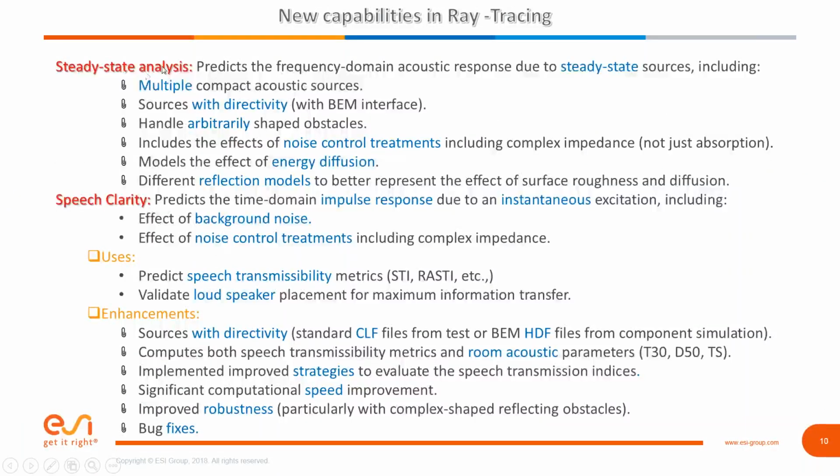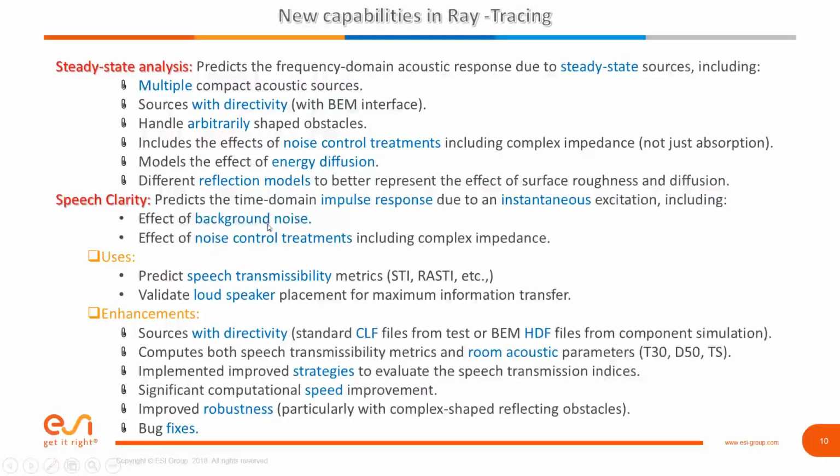So I can sum it up as follows. What do we have that's new? Well, the whole steady state analysis is new. We can do multiple sources. We can specify directivity from BEM with our own calculation or from test or other simulation. We can handle arbitrarily shaped obstacles and complex geometry. This one's key: we can do all of our detailed trim analysis, multi noise control treatments, different layers. We can also use complex impedance, not just an absorption coefficient. We can account for diffusion as a loss effect, and we have different reflection models for different roughness and diffusion. One's a little better in keeping with an SEA model. One is more deterministic if the geometry is fine and detailed and the surfaces are fairly smooth, or if you're comparing to an existing deterministic model.